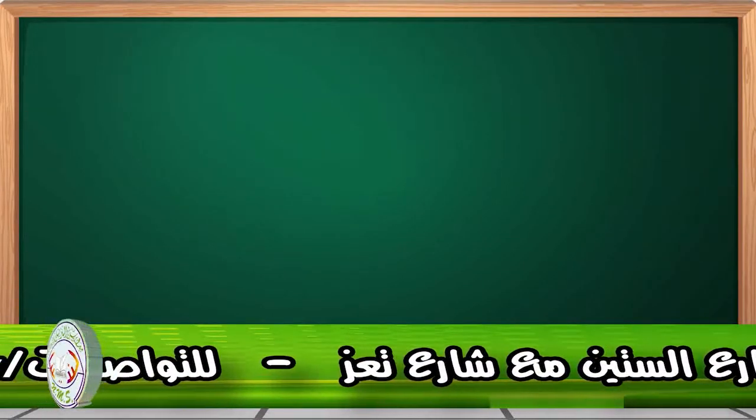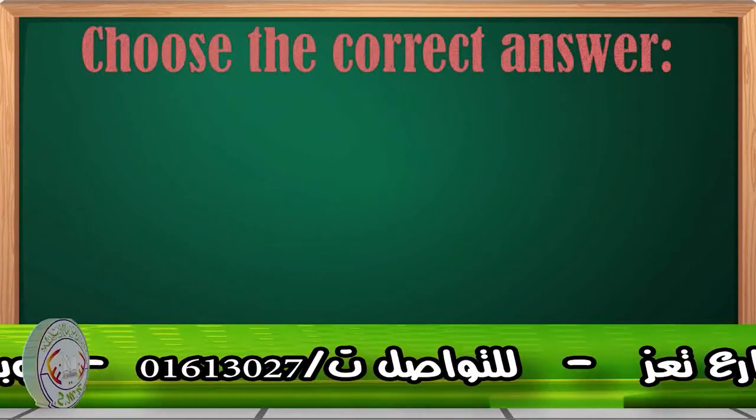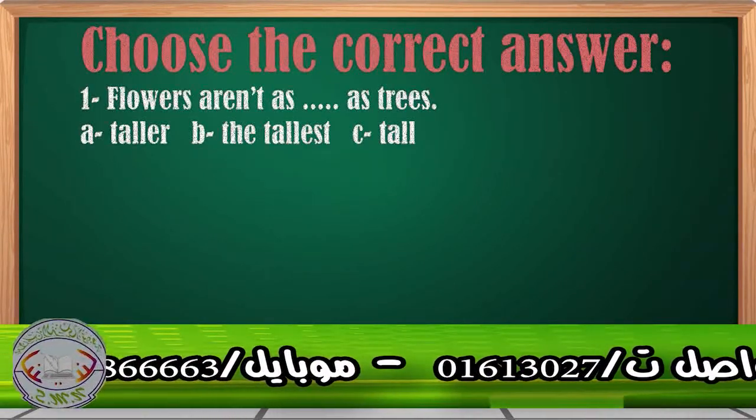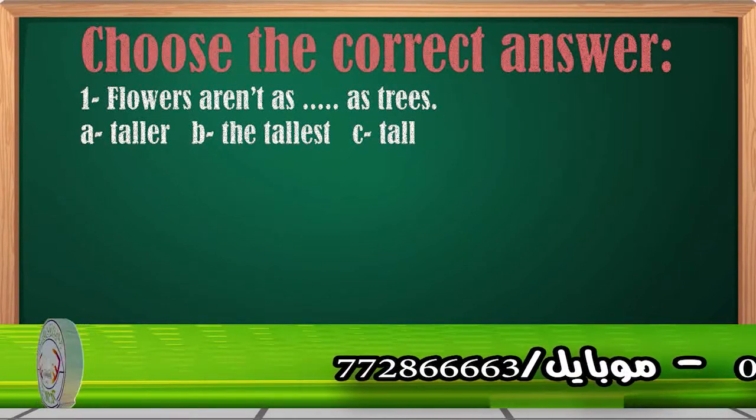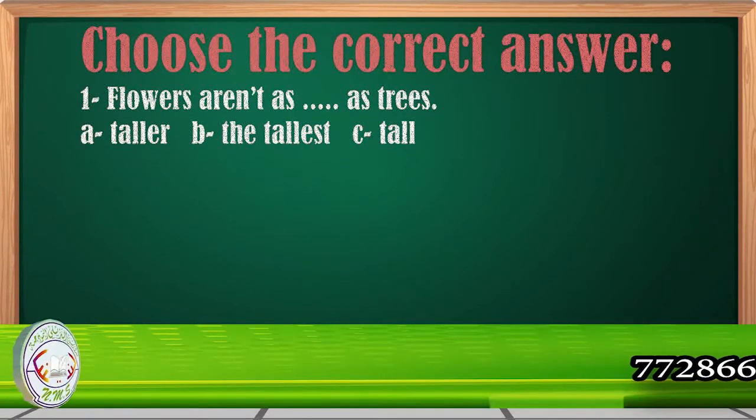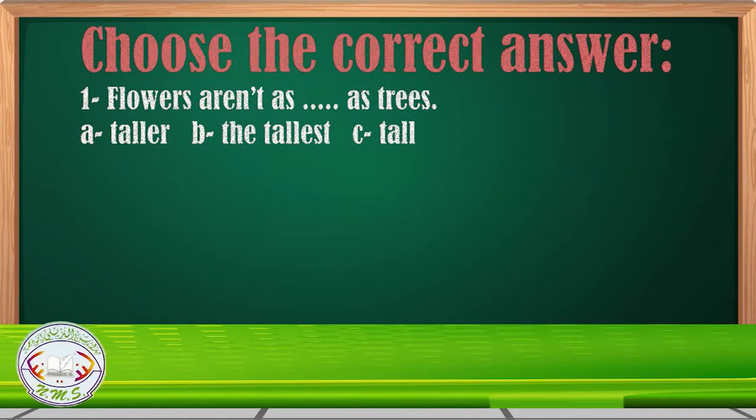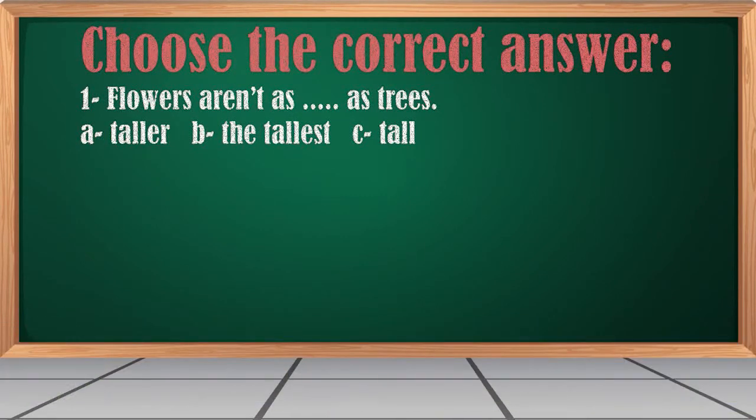Let's practice with this exercise. Choose the correct answer. Flowers aren't as (A) taller, (B) the tallest, (C) tall as trees. So what's the correct answer? So the correct answer is C. Flowers aren't as tall as trees. As we said before, as plus adjective, and this adjective is a positive adjective. We can't use the comparative or superlative form of the adjective.